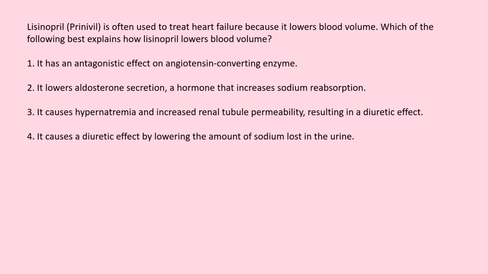Lisinopril, Prinivil, is often used to treat heart failure because it lowers blood volume. Which of the following best explains how lisinopril lowers blood volume? 1. It has an antagonistic effect on angiotensin-converting enzyme. 2. It lowers aldosterone secretion, a hormone that increases sodium reabsorption. 3. It causes hypernatremia and increased renal tubule permeability, resulting in a diuretic effect. 4. It causes a diuretic effect by lowering the amount of sodium lost in the urine.